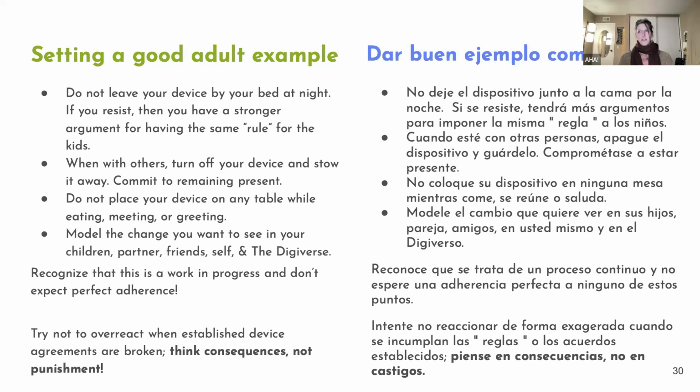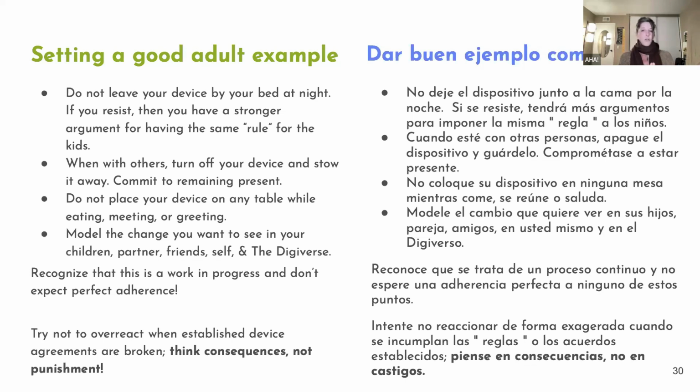And just generally model the change you want to see in your children, your partner, your friends, yourself, and the Digiverse. That was the name that speaker Don Grant used. He calls it the Digiverse. I thought that was funny and cute. And also recognize that this is a work in progress and don't expect perfect adherence from yourself or your child. This is just a struggle that we are all facing. Who would have known 50 years ago that this is what we would be wrestling with? And here we are.